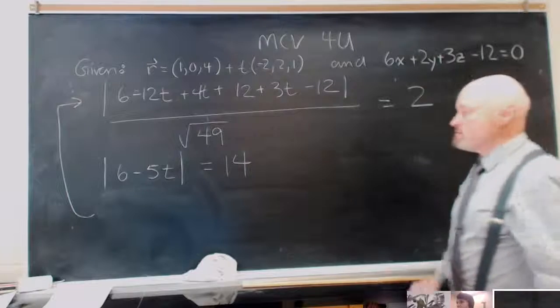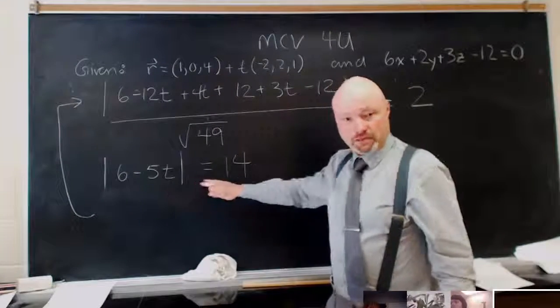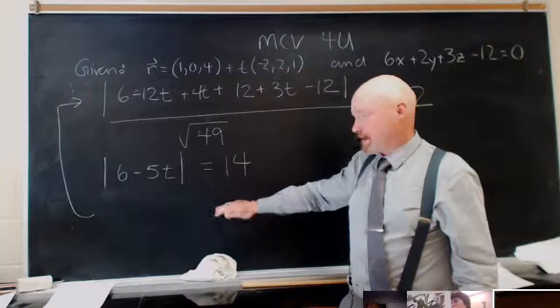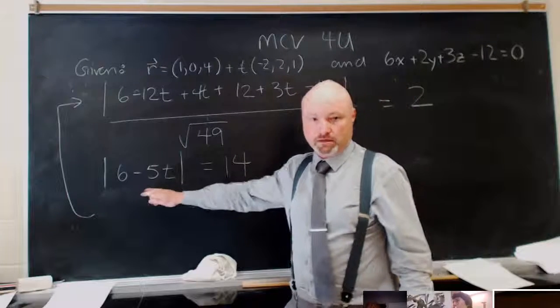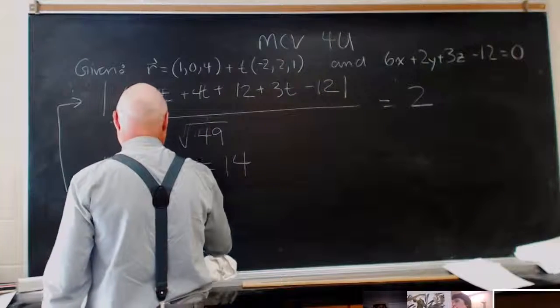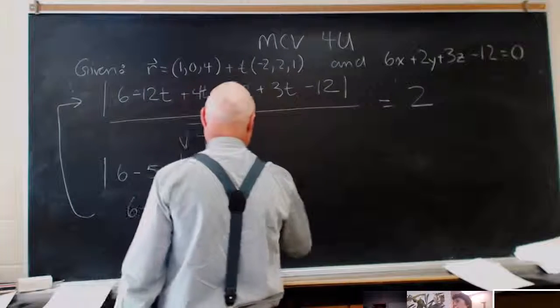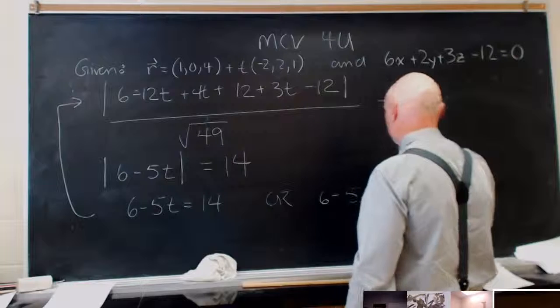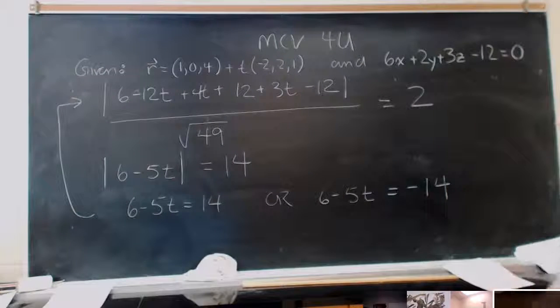Okay. The absolute value of 6 minus 5t is equal to 14. So we have to take into account the fact that this could be negative or positive. So 6 minus 5t could be equal to 14, or 6 minus 5t could be equal to negative 14. Now we just have to solve for t. So just like we'd expect, we're getting 2 values for t.